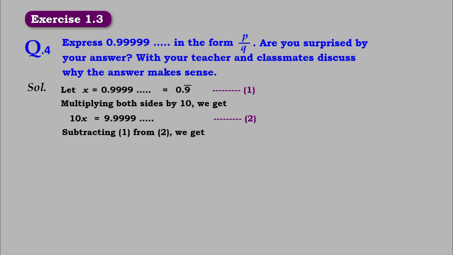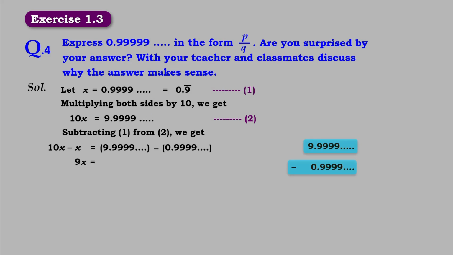Now subtract 1 from 2, we will get 10x minus x equal to 9.999 dot dot minus 0.999 dot dot. So that is 9x equal to 9, which becomes x equal to 1. So what we got is 0.999 dot dot is basically equal to 1.